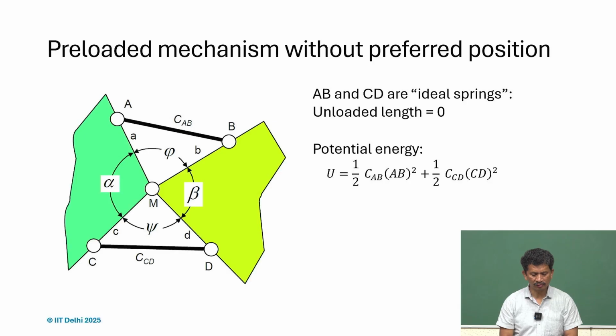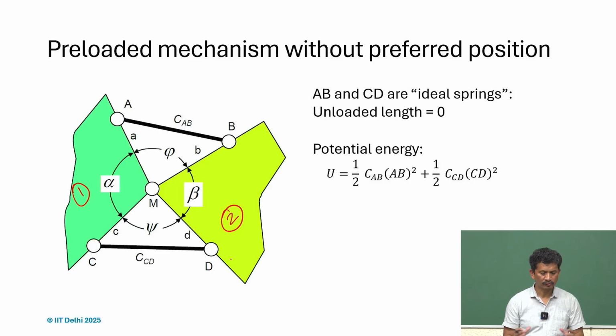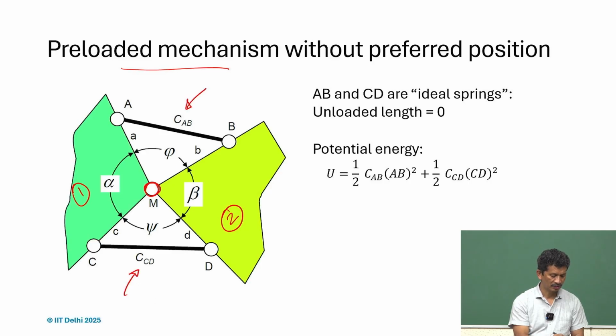So what are the other configurations? What are other possibilities? For instance, if we take these two blocks, 1 and 2, and suppose we preload them, attach them at M. So this is a preloaded mechanism with two springs, CAB and CCD.